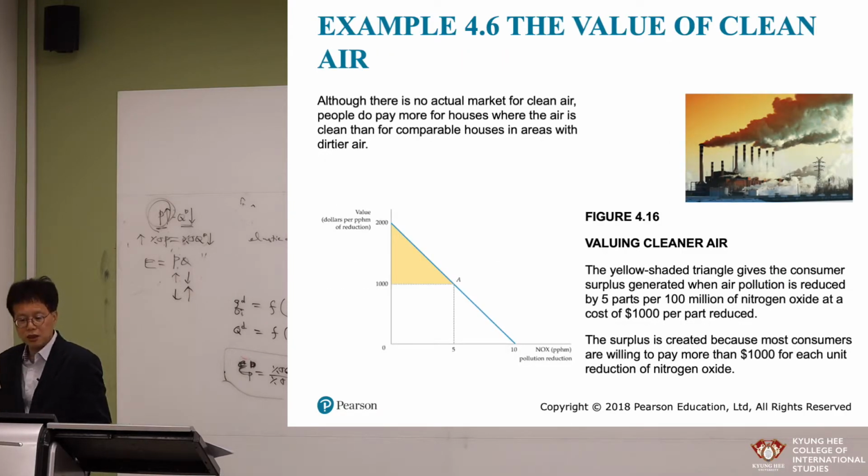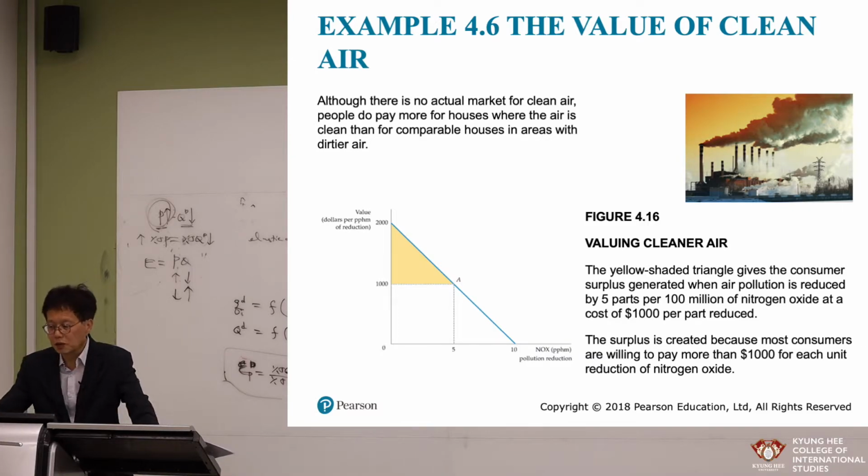Okay, example 4.6 is the value of clean air. That is an application of the consumer surplus problem. Although there is no actual market for clean air, people do pay more for houses where the air is clean than for comparable houses in areas with dirtier air. The X variable is pollution reduction, right? And the Y variable is the value, the price, of contamination.